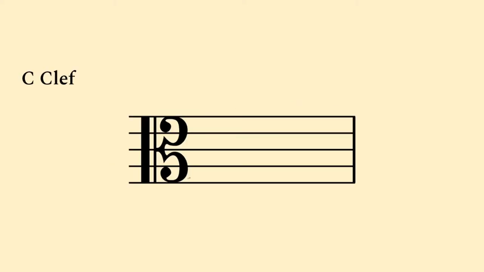So the C-Clef is a special clef. It is called a C-Clef because the middle of the clef is always C. So in this case, the middle of the clef is right here. Therefore, this entire line is C. So with that, you can determine all the other notes. You just count up notes and you count down notes.